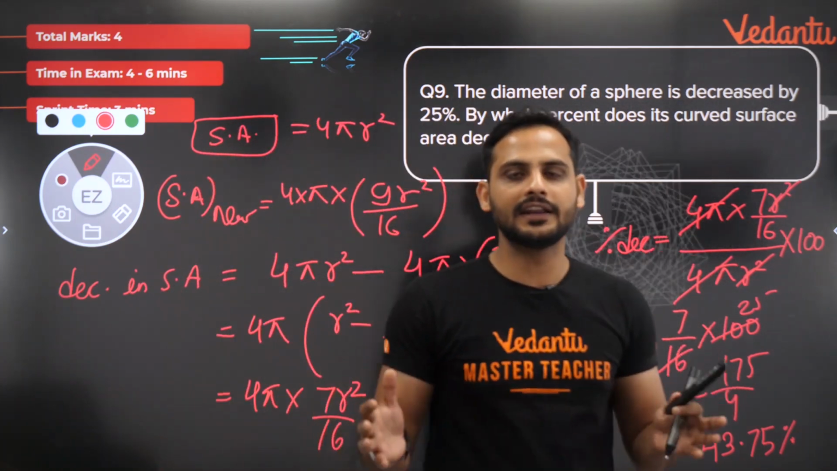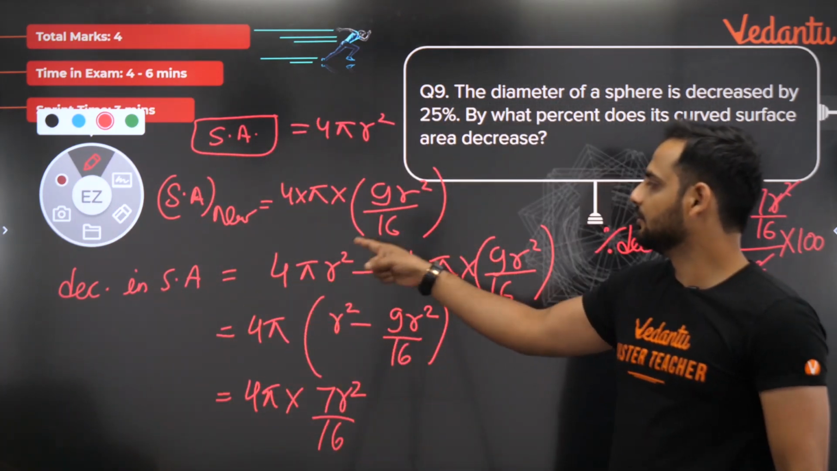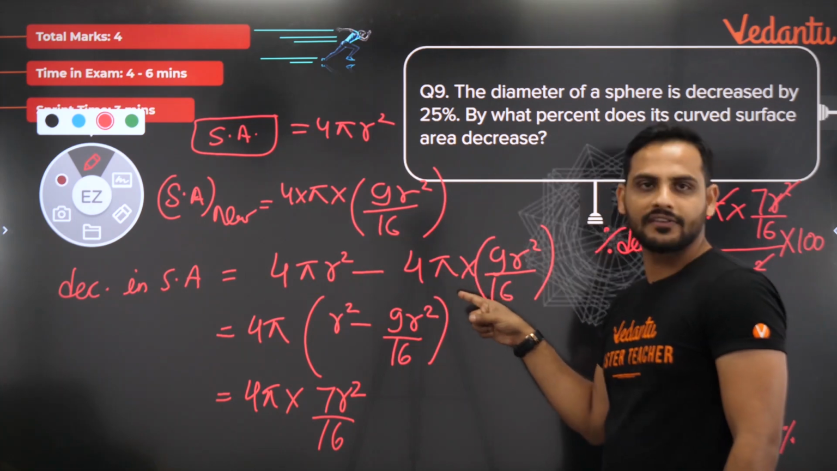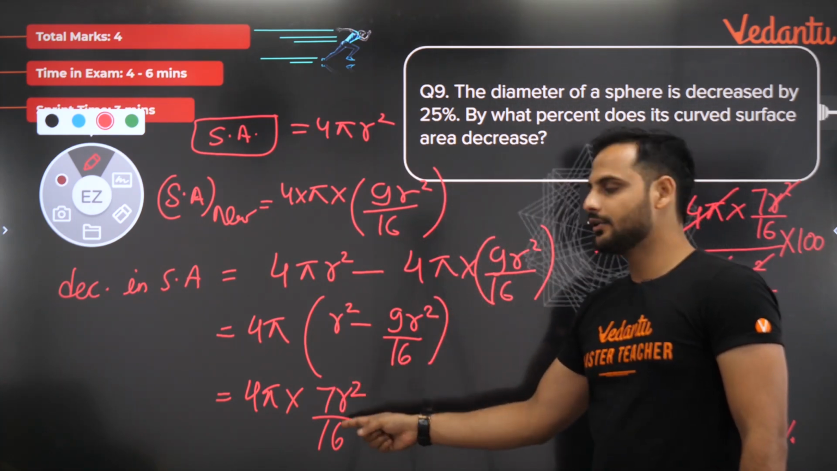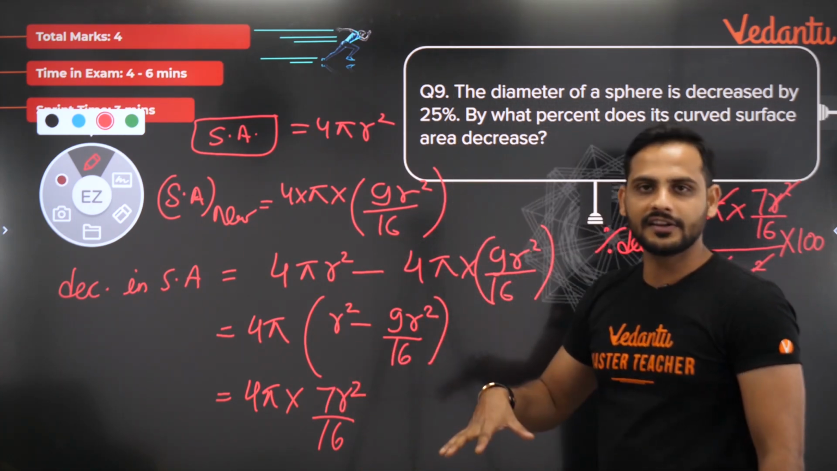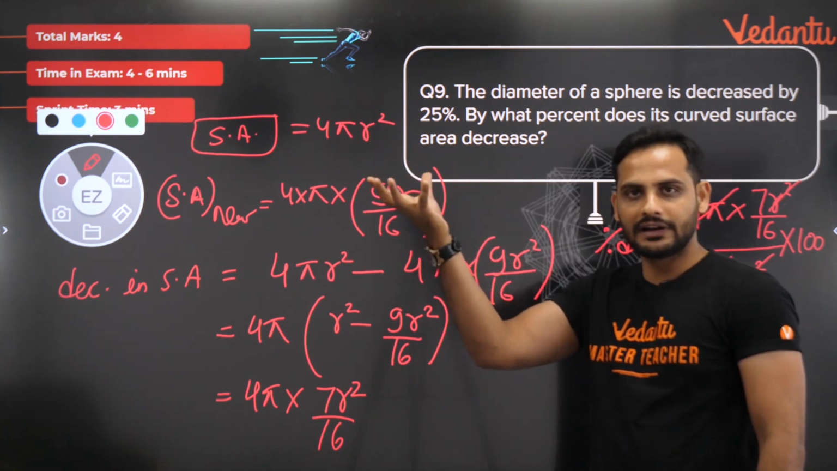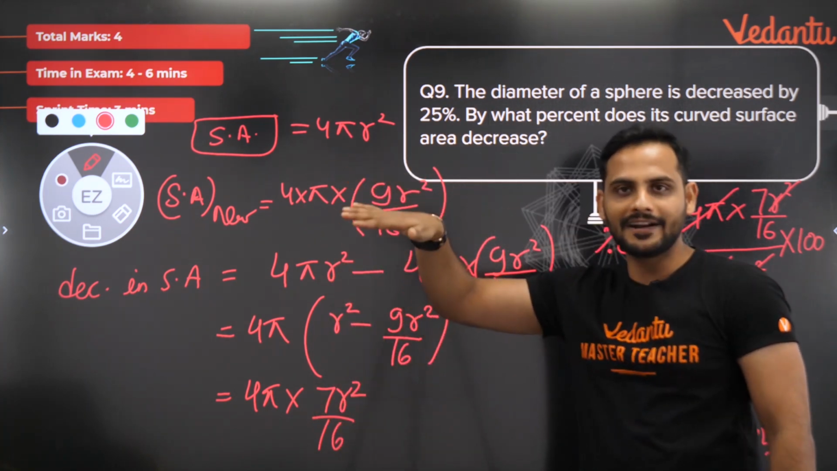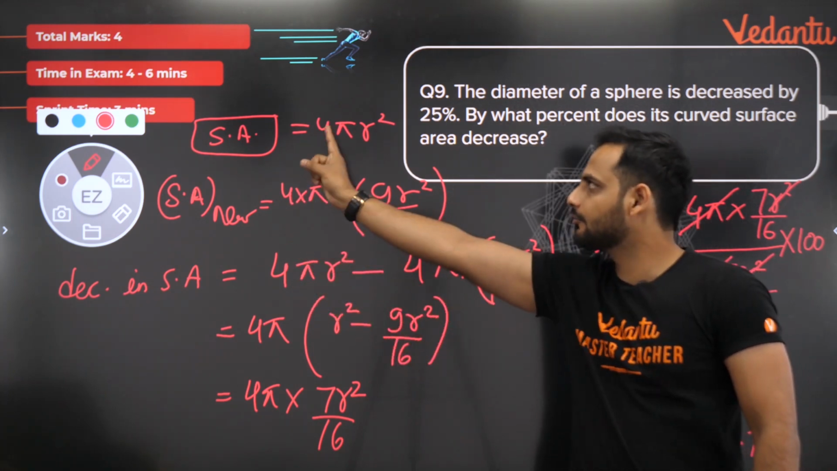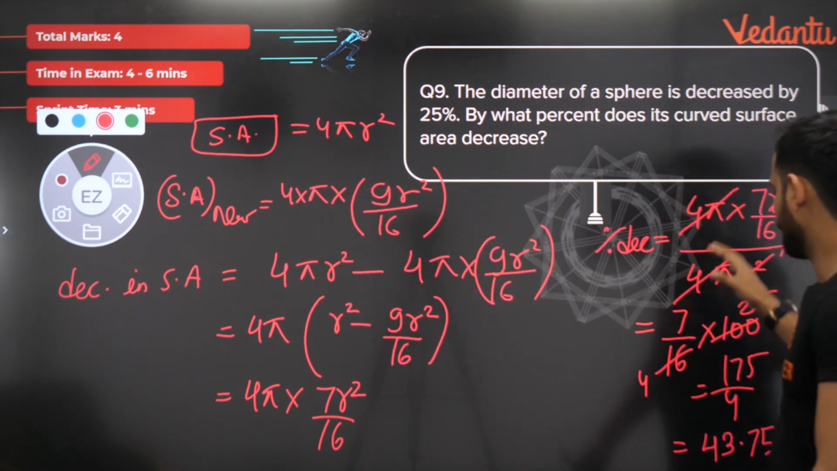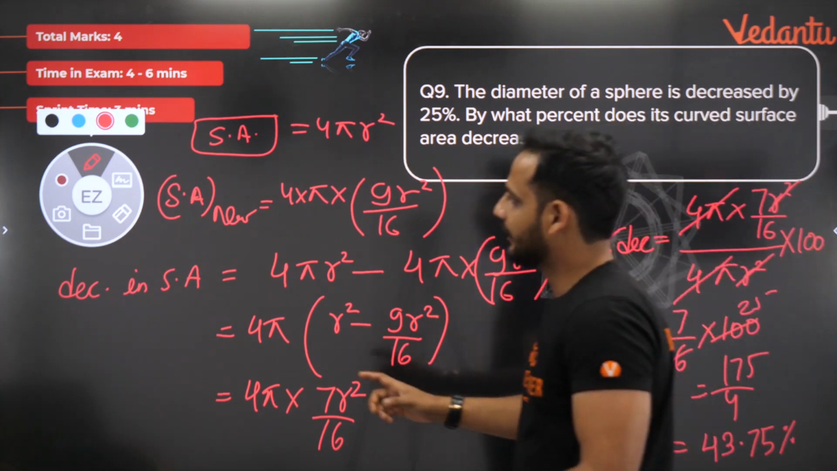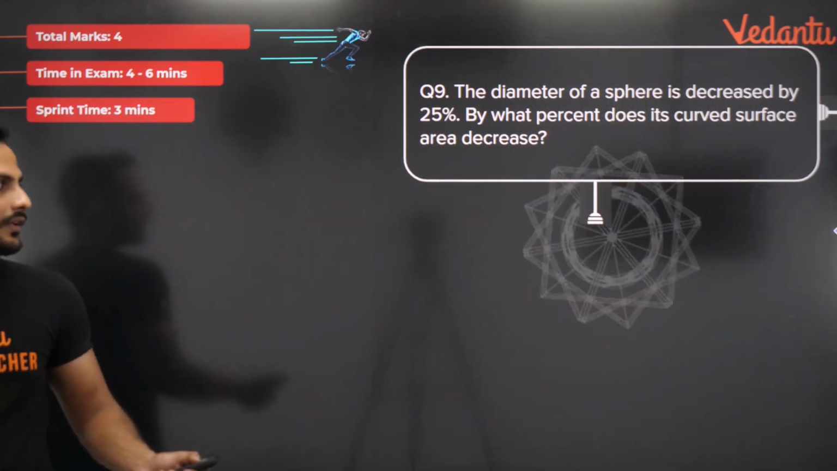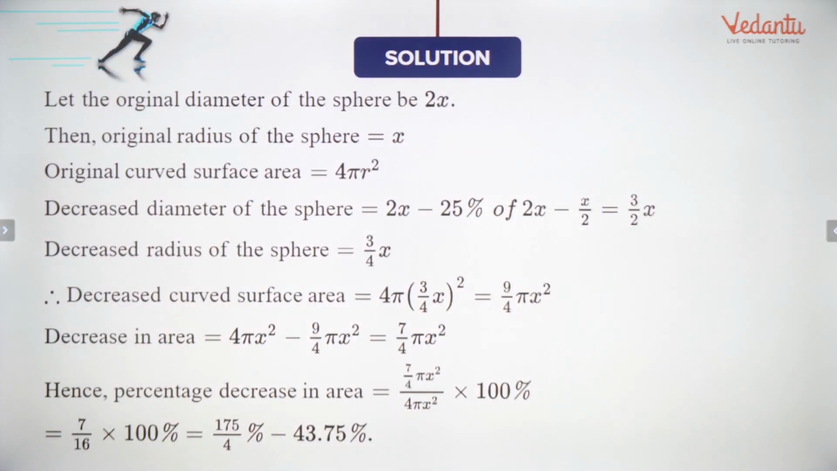First, calculate the decrease in actual value. So the decrease is original surface area minus new surface area. So we have got 4 pi into 7r square by 16. Now percentage decrease is the decrease in the value divided by the original surface area, which was 4 pi r square, into 100. So you'll be getting 43.75%. So the correct answer is 43.75%. Let's move to the next question.